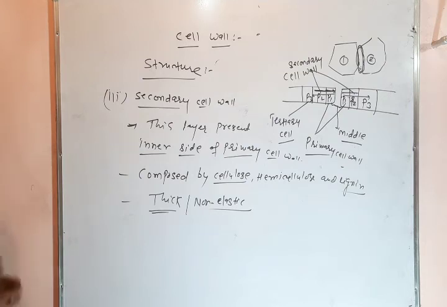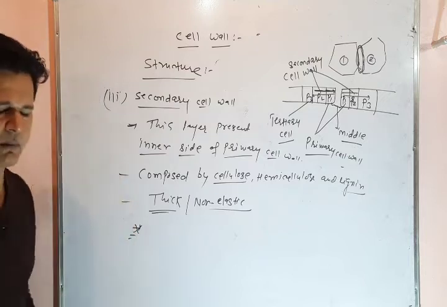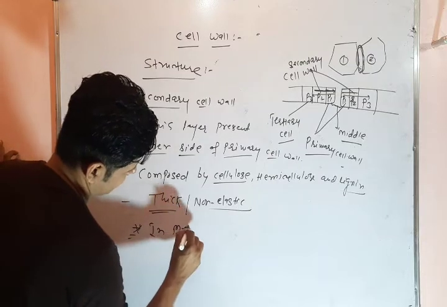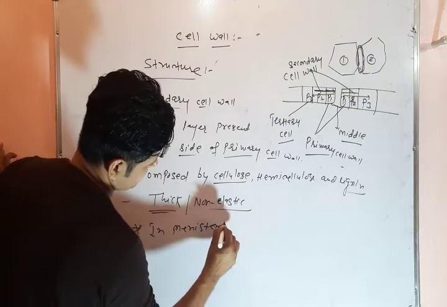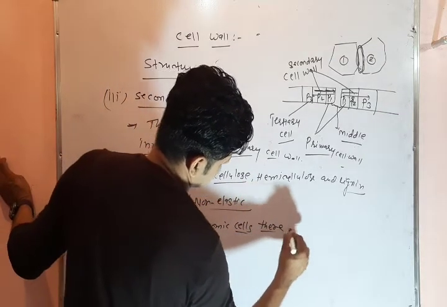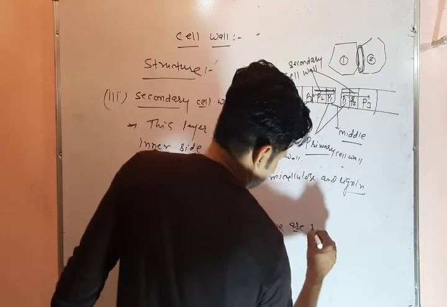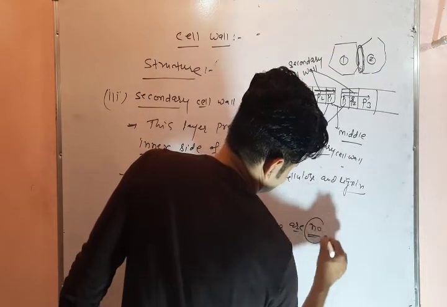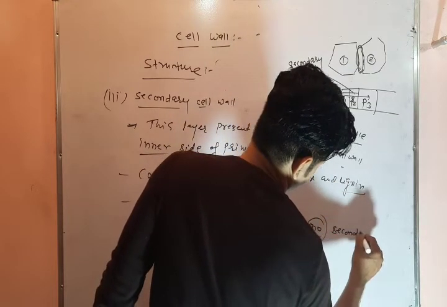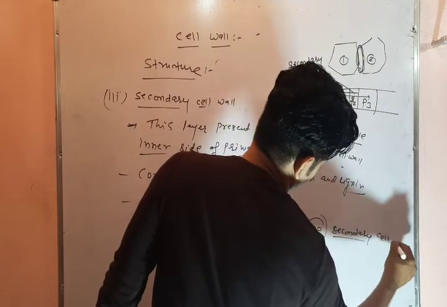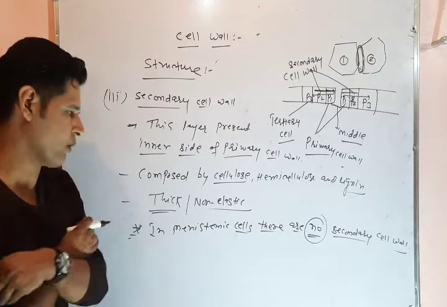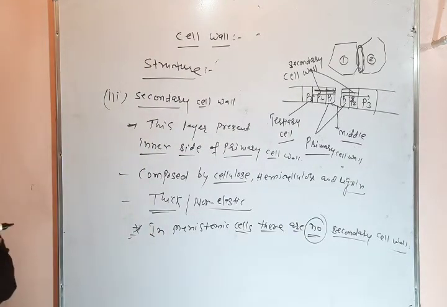Okay, but the meristematic cells which are present in the plant are devoid of secondary cell wall. In meristematic cells there is no secondary cell wall. No means absent. There is absence of secondary cell wall in meristematic cells. This is about the secondary cell wall.